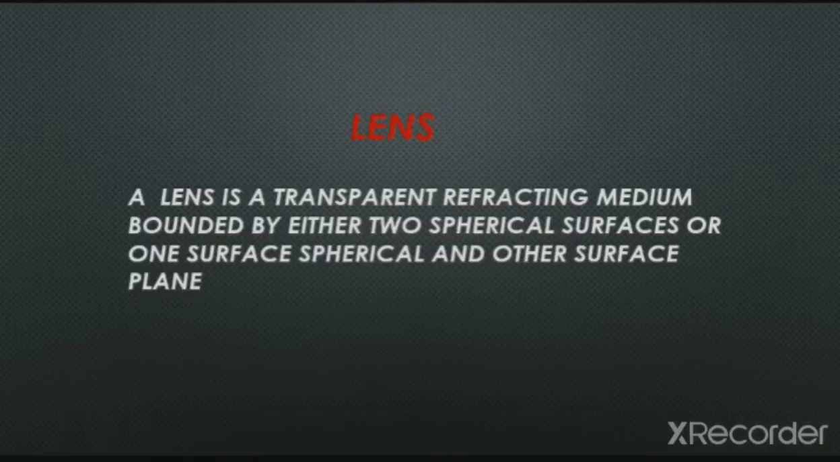And how do we define a lens in a proper way? We can say that a lens is a transparent refracting medium bounded by either two spherical surfaces, or one surface spherical and the other surface plane, as I told you. So the condition is that one surface must be curved.